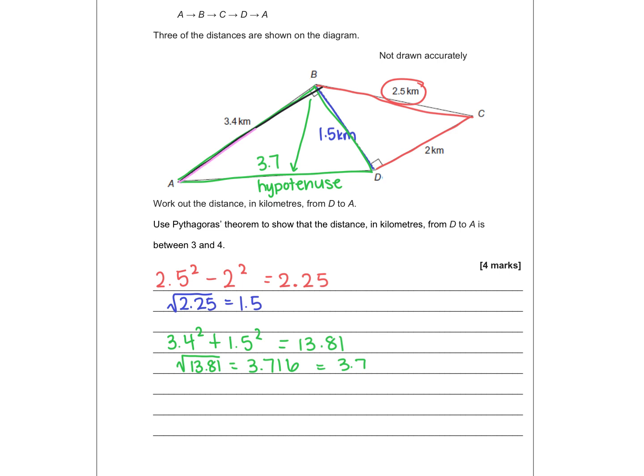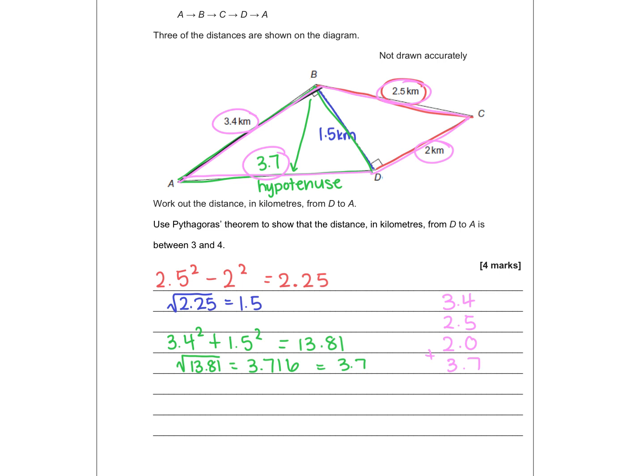So she walks from A to B. Thank you, that's pretty. And then she walks from B to C. And then she walks from C to D. And then she walks from D back to A. So we need to add 3.4 plus 2.5 plus 2 plus 3.7. All right, 3.4, 2.5, 2 kilometers. That's like 2.0. It doesn't matter. You're going to put it in your calculator anyways. And 3.7.